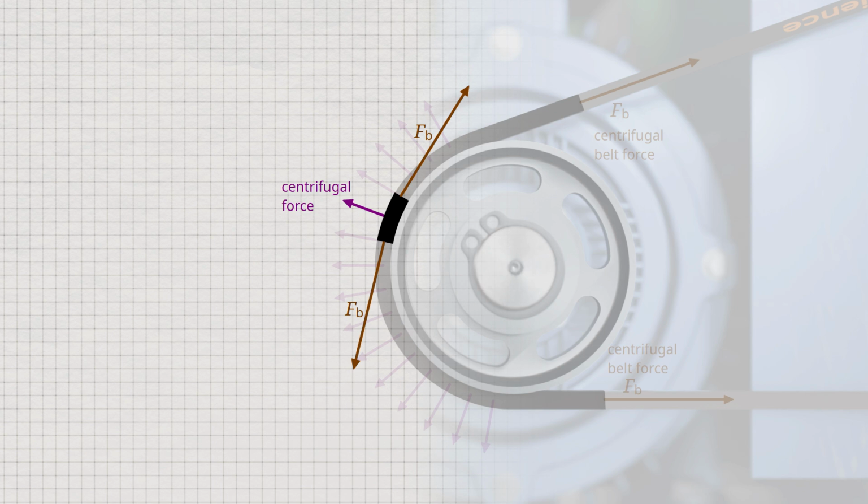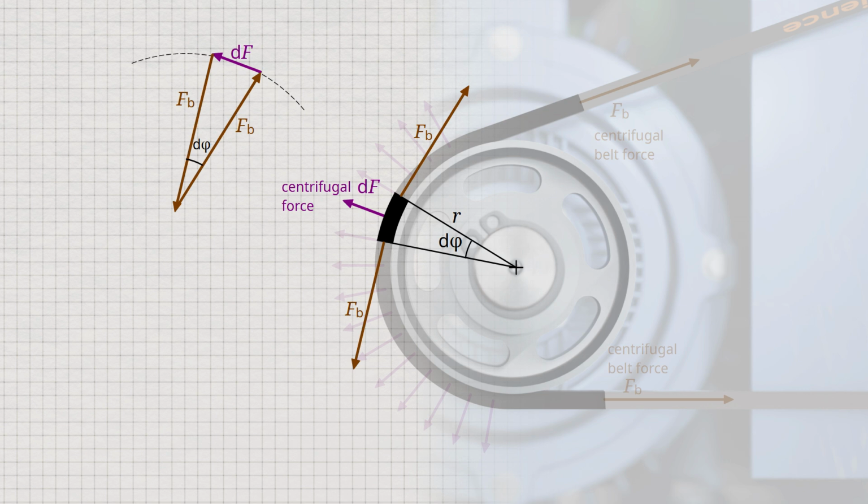Now we consider a section of the belt at an angle dφ that runs around the pulley. In this case, the centrifugal force dF acting on this section must be in equilibrium with the centrifugal belt forces Fb. Thus, the addition of the vectors geometrically forms a closed triangle. Using the definition of the radian measure as the quotient of the arc length and the arc radius, the specified relationship between the centrifugal force dF and the centrifugal belt force Fb can be established. The given formula, then, applies to the centrifugal belt force.